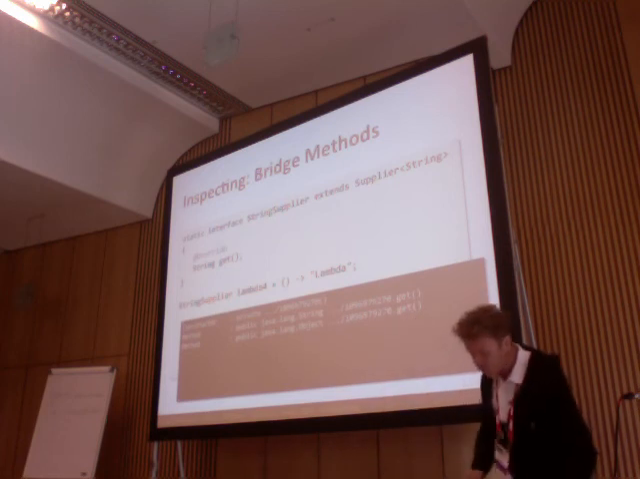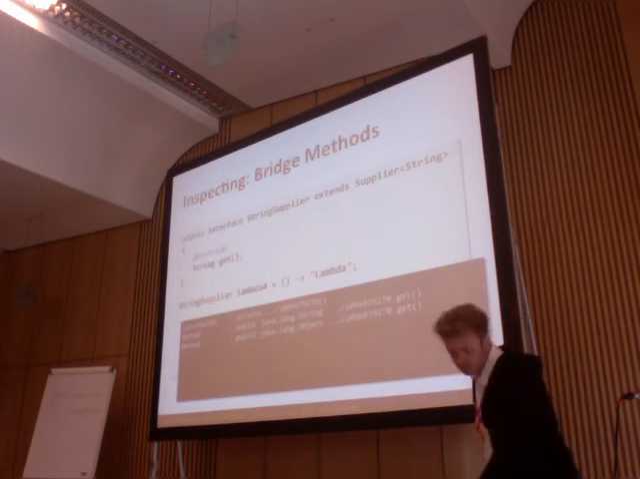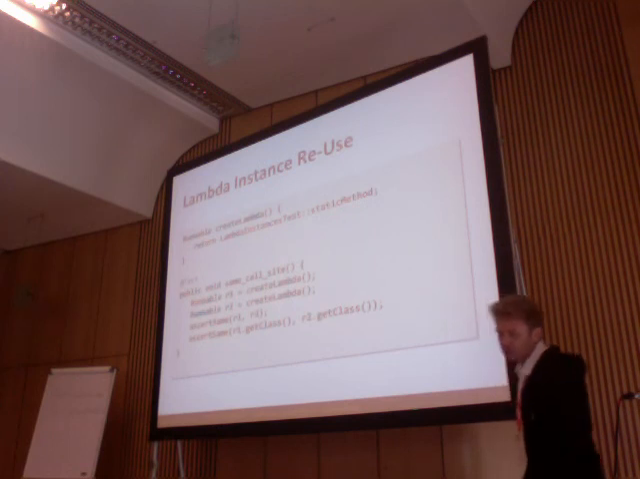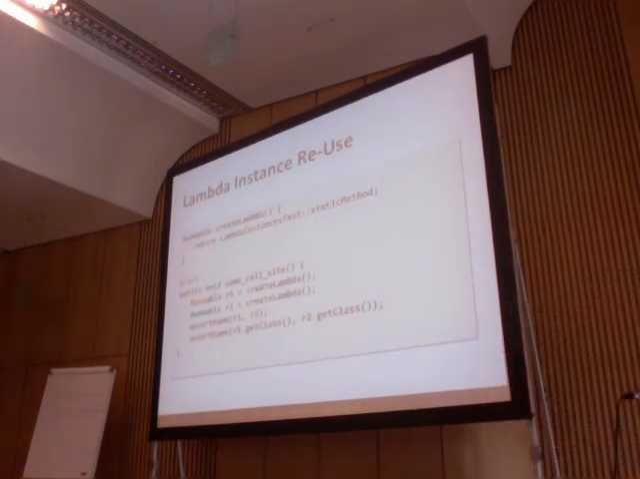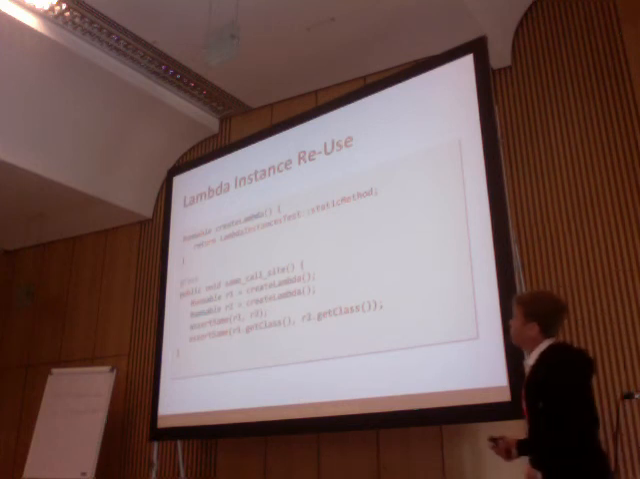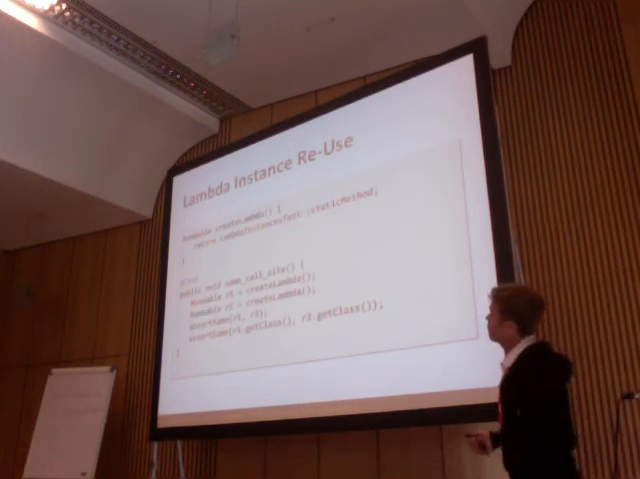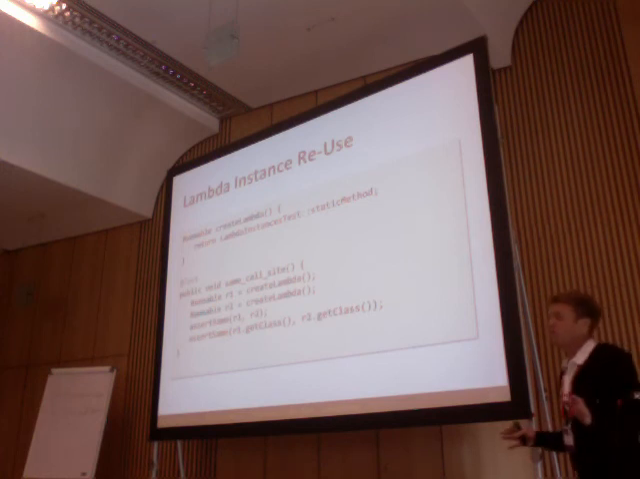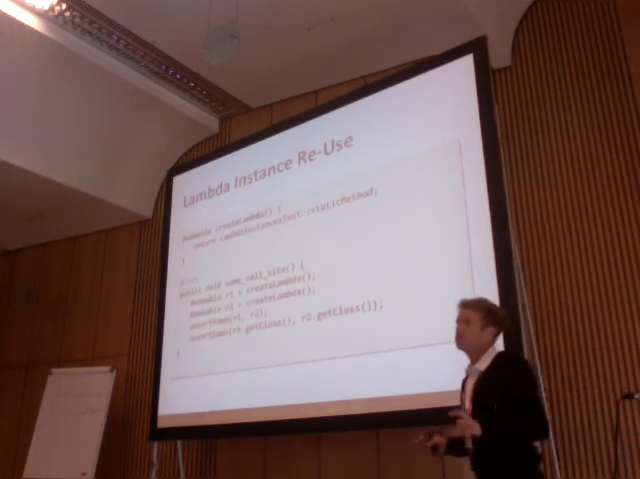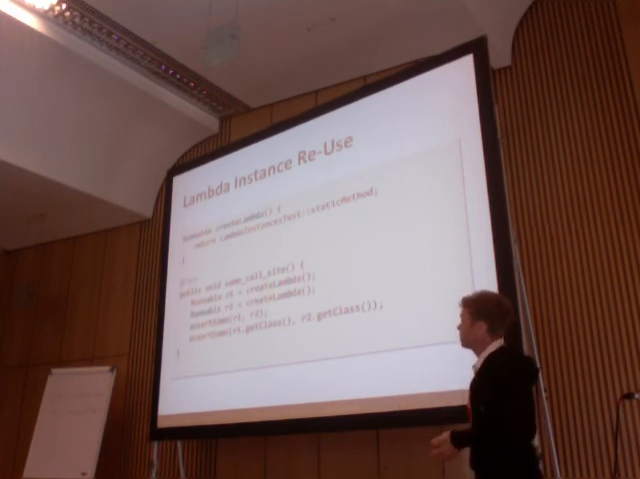Speaking about performance, there are some strategies to actually reuse Lambda instances. In this case, we have a function which simply creates a Lambda instance from a static method. So this does not capture any state at all. So obviously, the Lambda we create always has the same behavior. There's no way to put any parameters in the behavior of this Lambda.